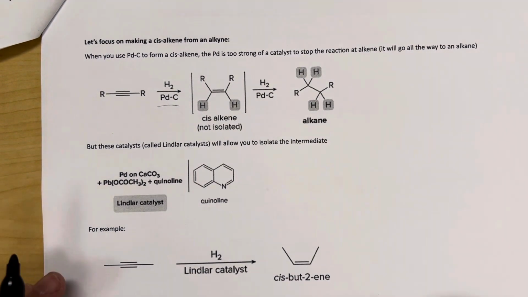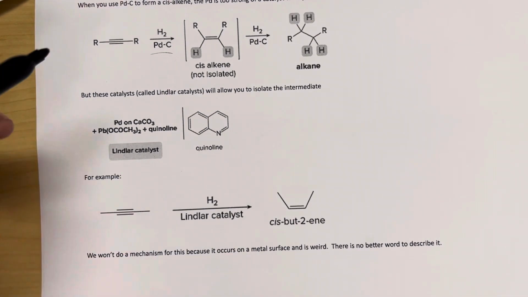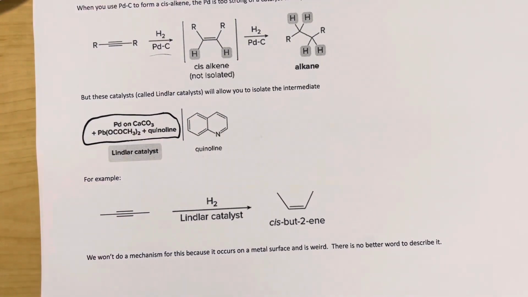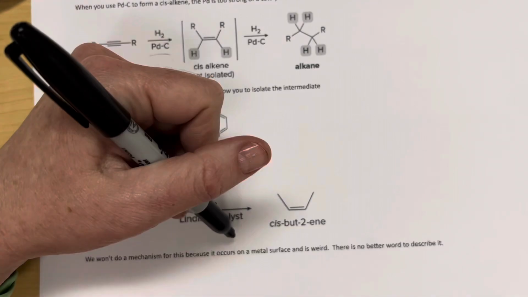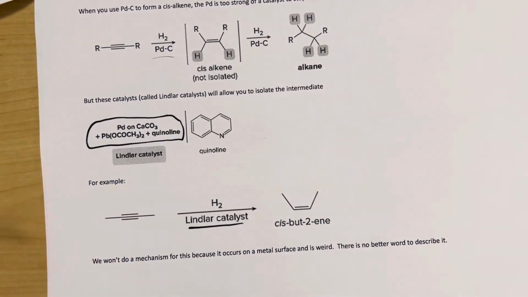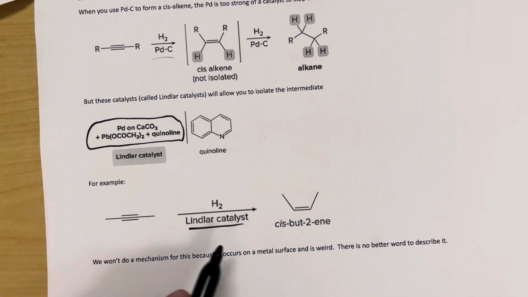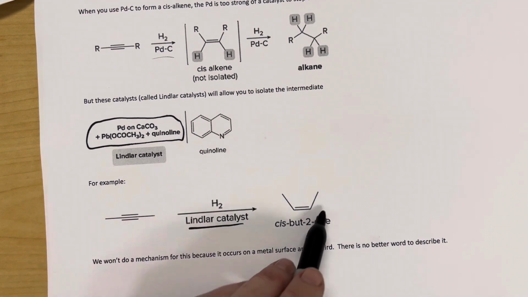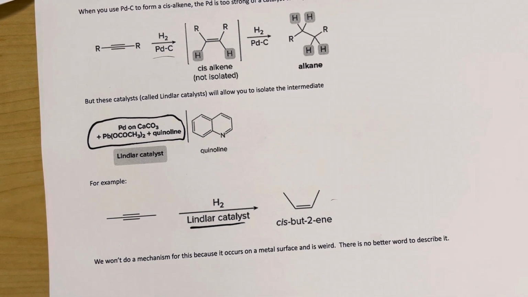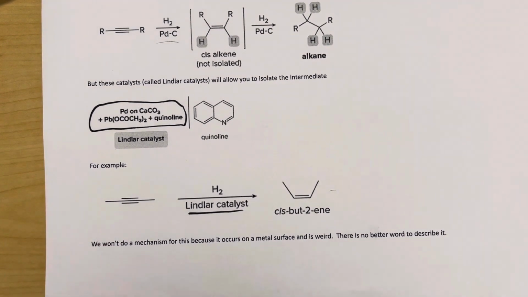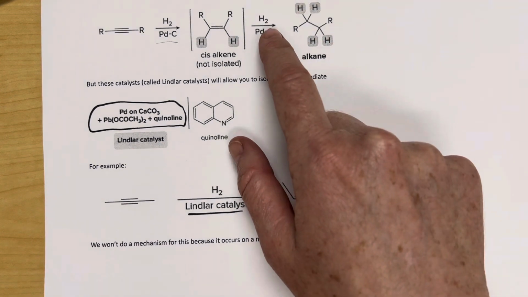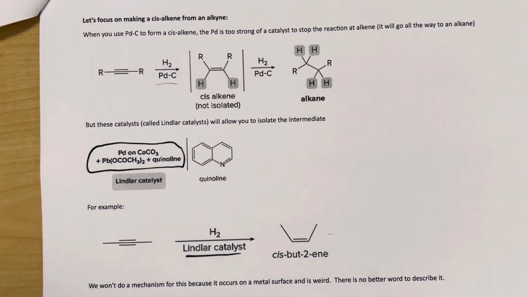And so if you use something a little lighter, like the Lindlar catalyst, which is again this set of different compounds, you can just write Lindlar catalyst instead of memorizing all those individual compounds. When you react an alkyne with H2 and Lindlar catalyst, that's when you can isolate your cis compound. All right, we won't do a mechanism for this because it occurs on the surface of a metal, and it's just very weird. I did kind of skip over how this works as well, but again, it is more of just a surface kind of situation.